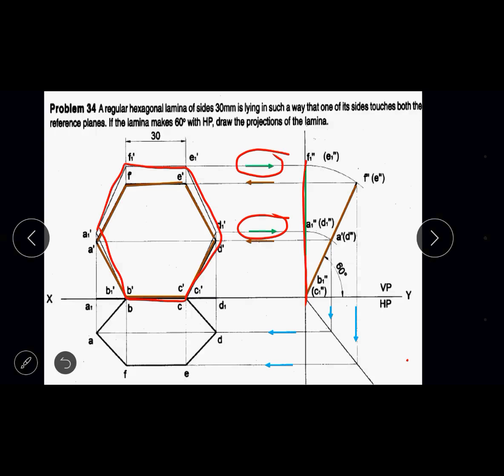So draw the x1 y1 line at a suitable position. Along the x1 y1 line, show the side view of the lamina which I have shown in the form of green color. So the green color vertical line stands for side view of the hexagonal lamina under normal position, that is resting position. Since it is placed on VP, so the side view will look as a vertical line, and since it is placed on HP, so it will be perpendicular to HP.